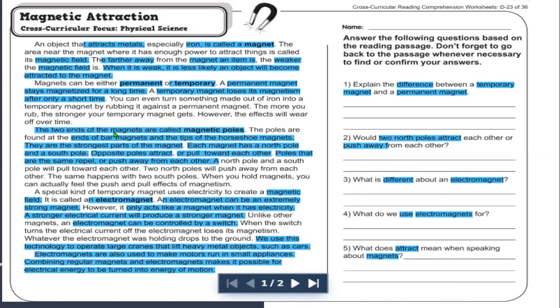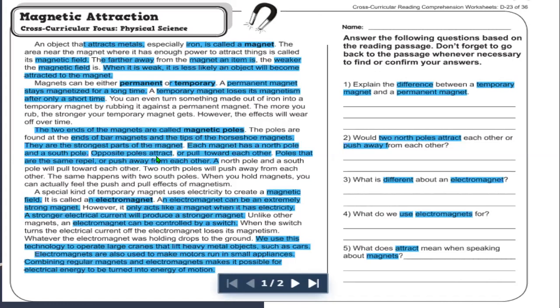The two ends of the magnets are called magnetic poles. The poles are found at the ends of bar magnets and the tips of the horseshoe magnets. They are the strongest parts of the magnet. Each magnet has a north pole and a south pole.